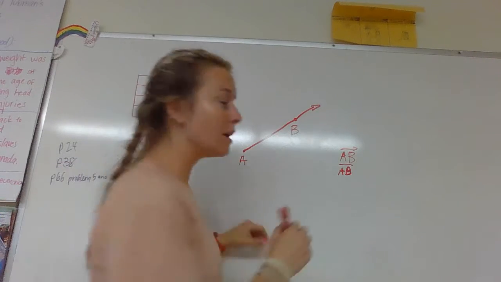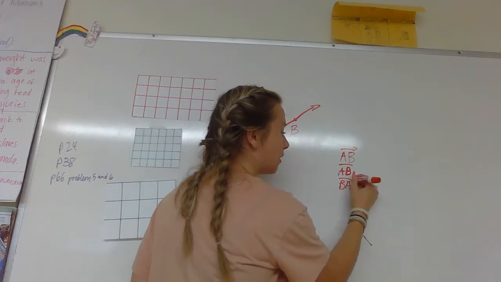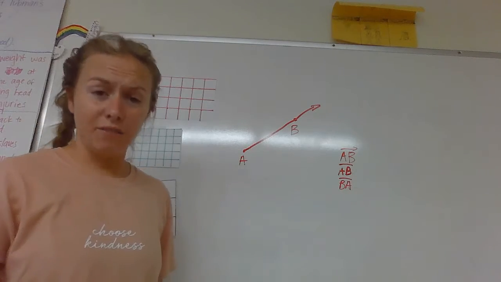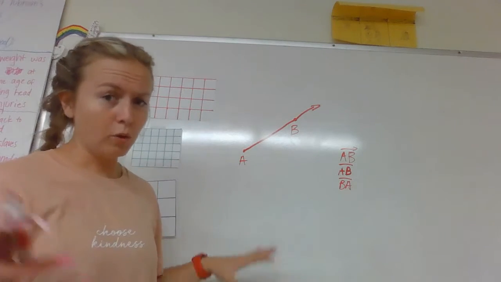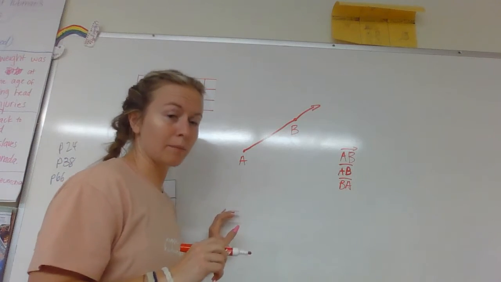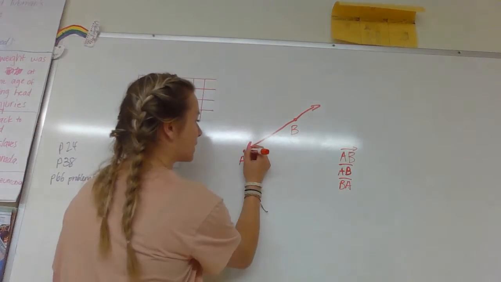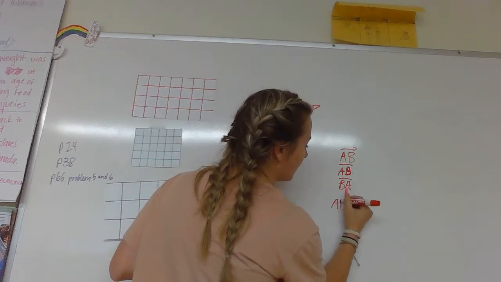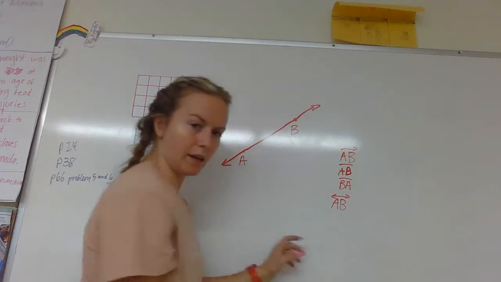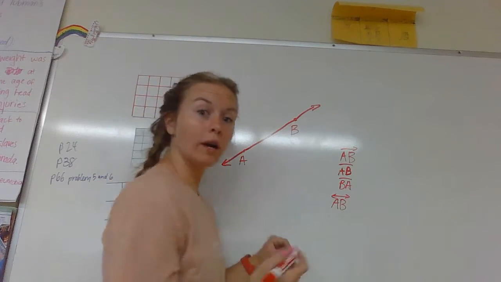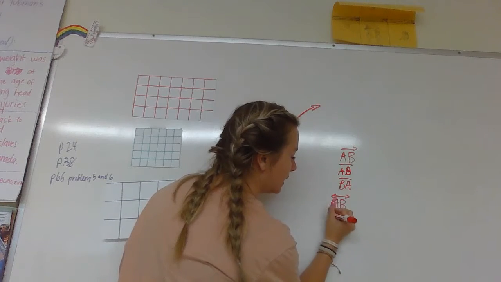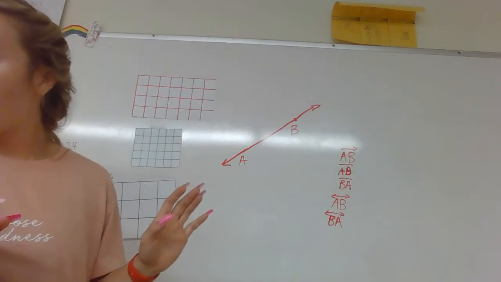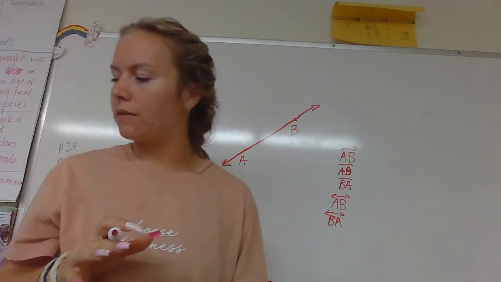I could also do BA, line segment BA. Now that's just a straight line. Now, if I was going to do the full line, not a line segment, but an actual line for AB, I'd have to extend it and have an arrow. So now I could do line AB, and I make sure that there's an arrow on both sides. Or I could do line BA. Now, those are the different ones that you guys will go over.